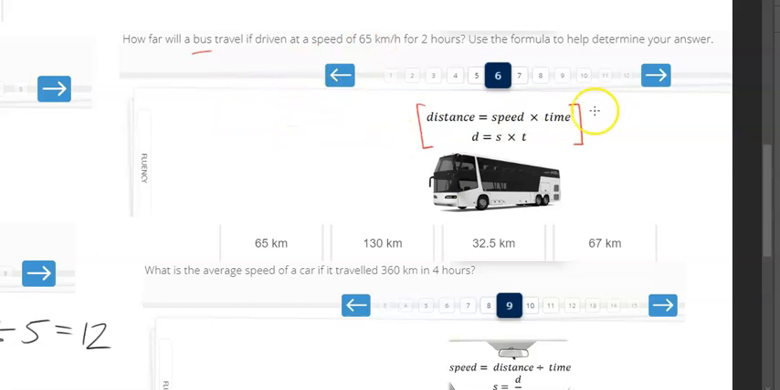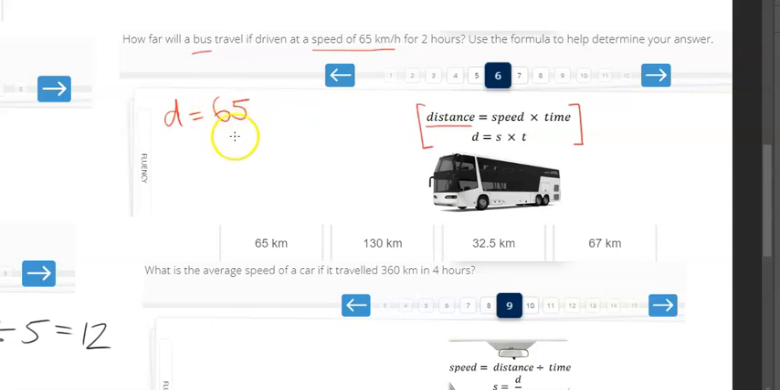And we're going to use this formula to help answer this. So we want to find the distance. What we do need to put in, so to get the distance, which is d, we need to find the speed, and the speed's been given to us in the question. The speed is 65 kilometers per hour.